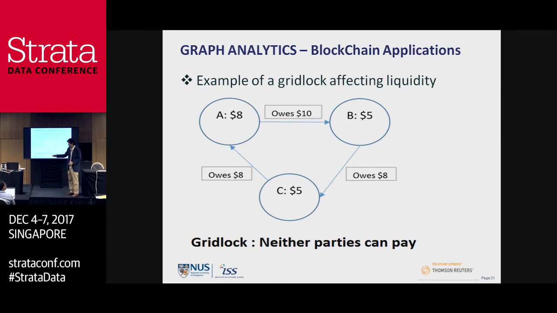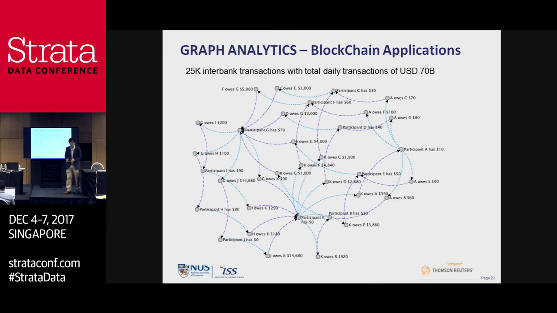So that's a gridlock. Only if you get some money from C, then you have $16 in order to pay B $10. But the same thing happens to B, and the same thing happens to C. B can't pay C, and C can't pay A, because it's all a gridlock until they receive payment from the other parties. So this is essentially a gridlock, and this is a very real thing in the interbank market. So we see this graph, and we use graphical analytics to resolve this gridlock.